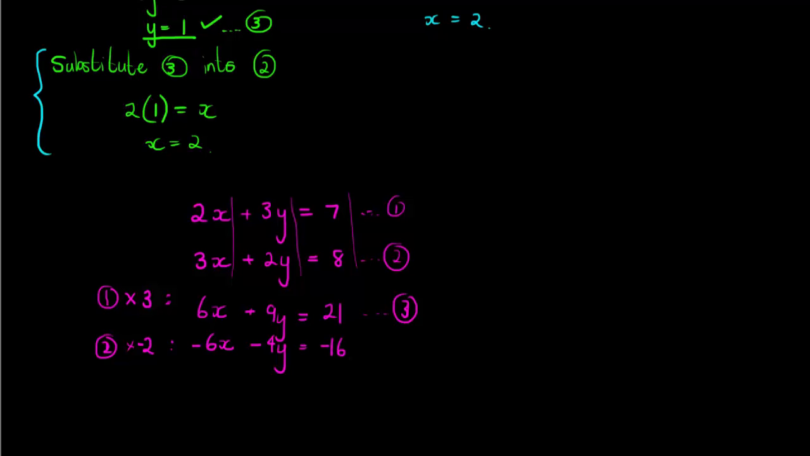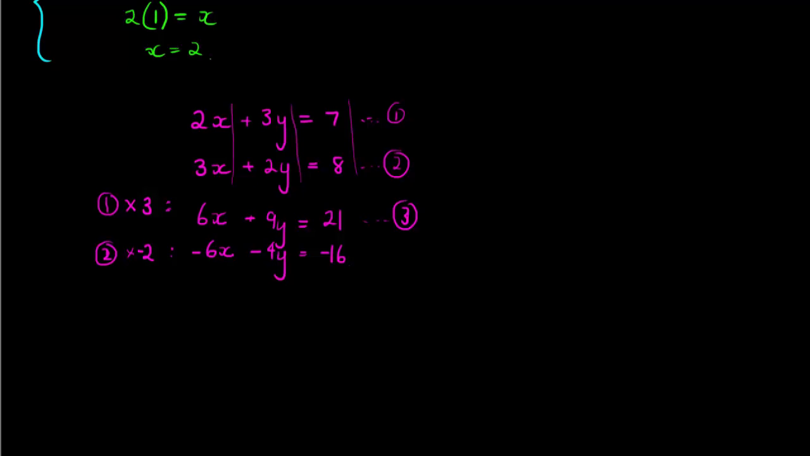Great, now I can see I can eliminate the coefficient of the x terms by adding, I'm going to call this 4, by adding equation 3 and 4. So equation 3 plus equation 4, I will just add everything together. So 6x minus 6x gives me 0. 9y minus 4y gives me 5y. Equals 21 minus 16 gives me 5. And there we go. All I need to do now is divide both sides with 5 to get that y is equal to 1.